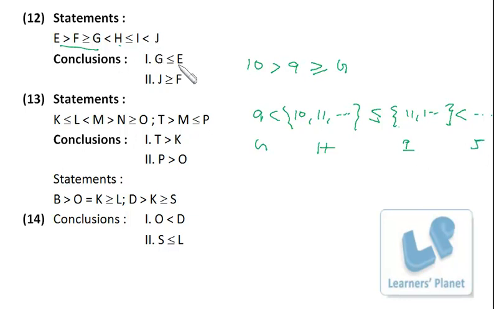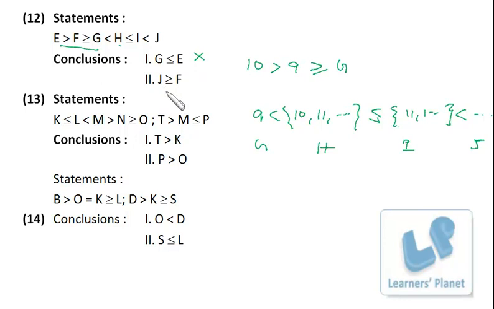Okay, G is less than or equal to E. Now G should be definitely less than E, because E is greater than F, and F and G can be equal, but E is surely greater than F. So at max, if G is equal to F, still E will be greater than G. So in no case is G less than or equal to E wrong... so this conclusion is wrong.